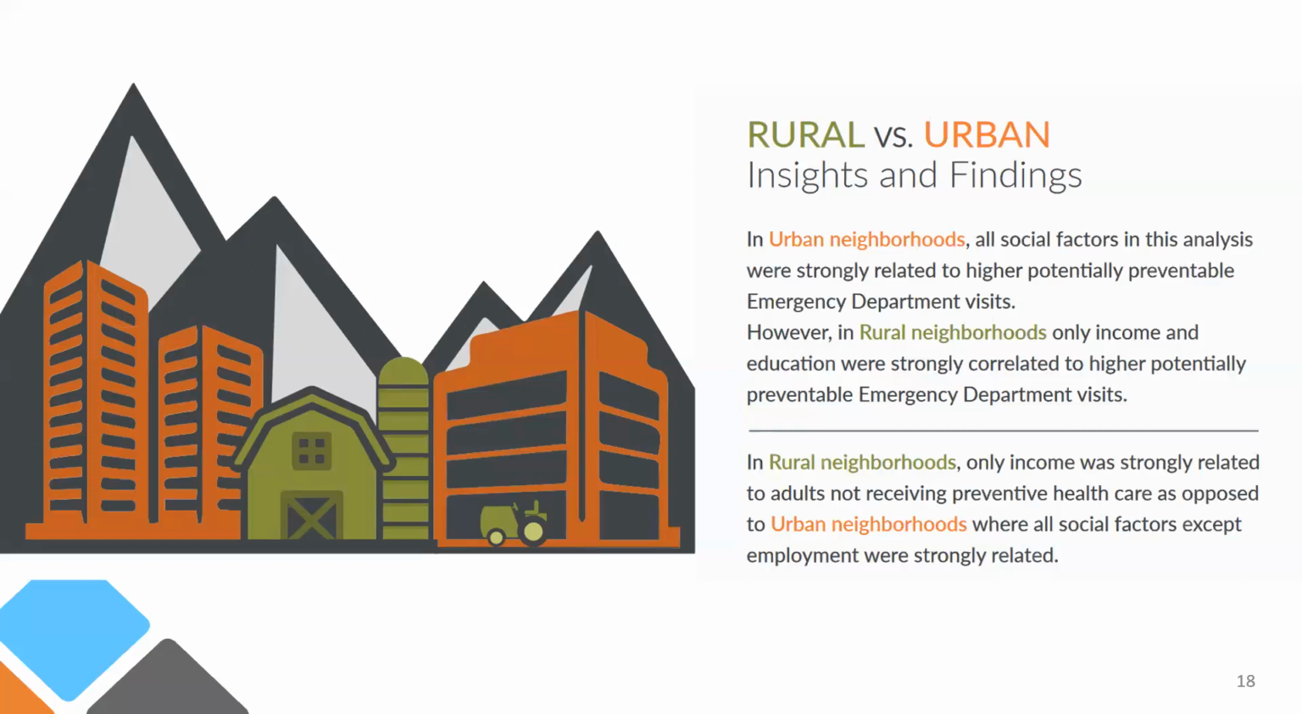There's also a little bit of difference in rural neighborhoods when it came to adults not receiving preventive care. Income was the only thing that was strongly related, as opposed to urban neighborhoods, where all of the social factors were strongly related to adults not receiving preventive care.